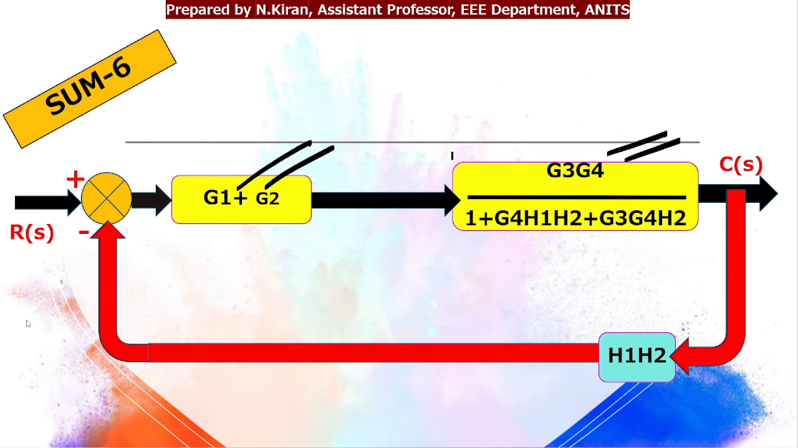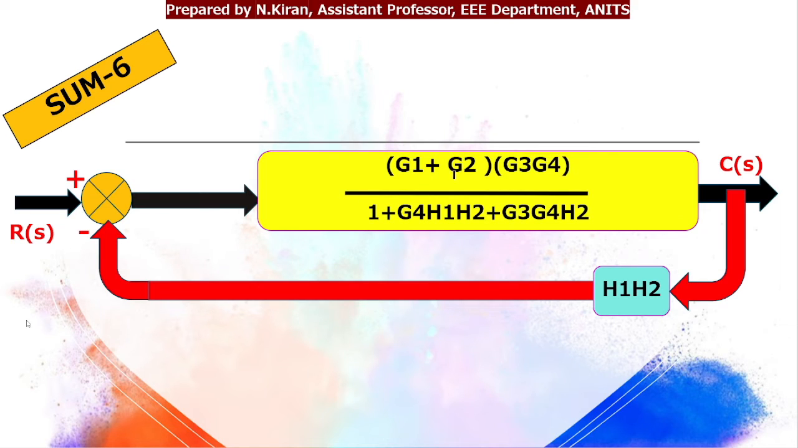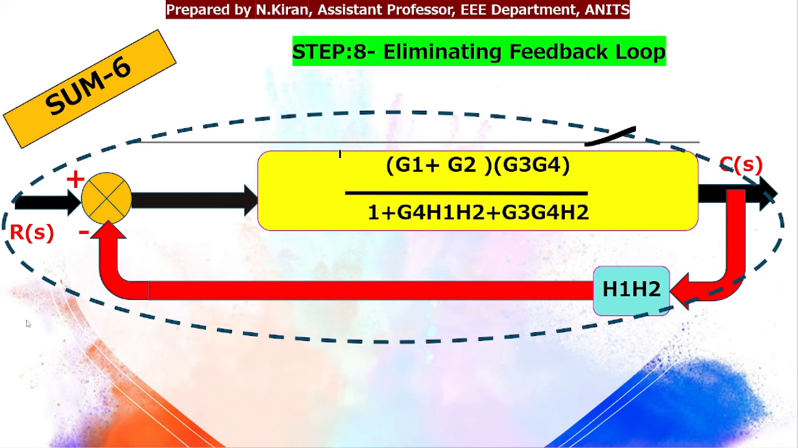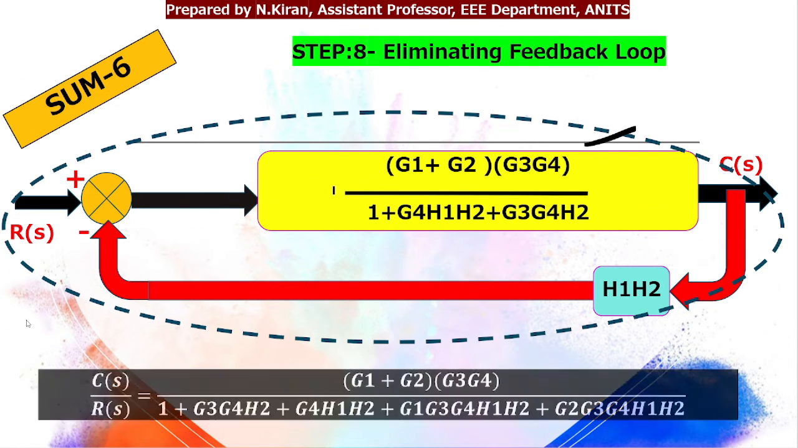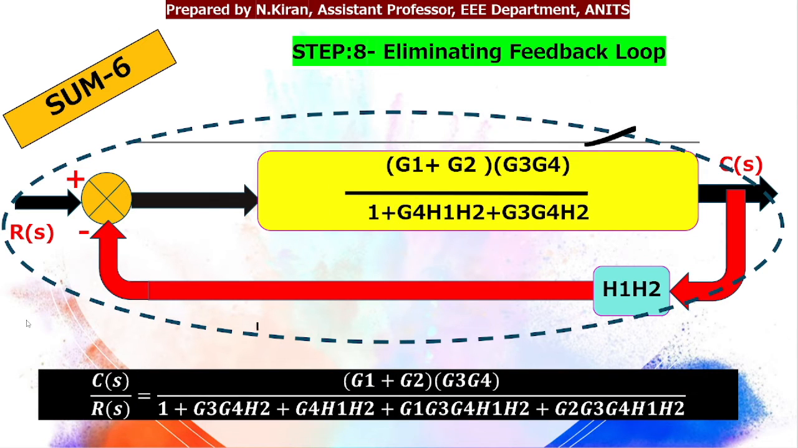These 2 blocks are in cascade. You just multiply, that will give me G1 plus G2 into G3 G4 by 1 plus G4 H1 H2 plus G3 G4 H2. As the last step, eliminating feedback. On taking the LCM and solving will give me the transfer function as G1 plus G2 into G3 G4 by 1 plus G3 G4 H2 plus G4 H1 H2 plus G1 G3 G4 H1 H2 plus G2 G3 G4 H1 H2.